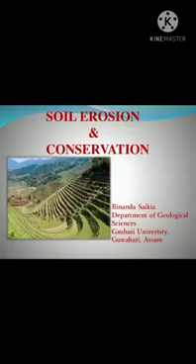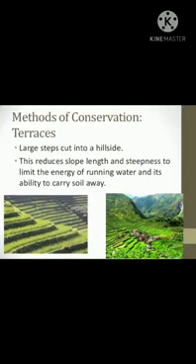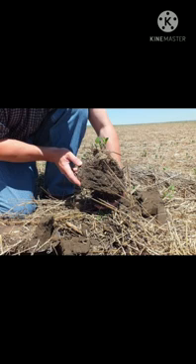Okay, first one, trees and plants hold the top layer of soil with their roots. Thus we should check deforestation and plant more trees. We have to plant more trees. We avoid deforestation. So trees and plants hold the top layer, the very fertile layer, with their roots.